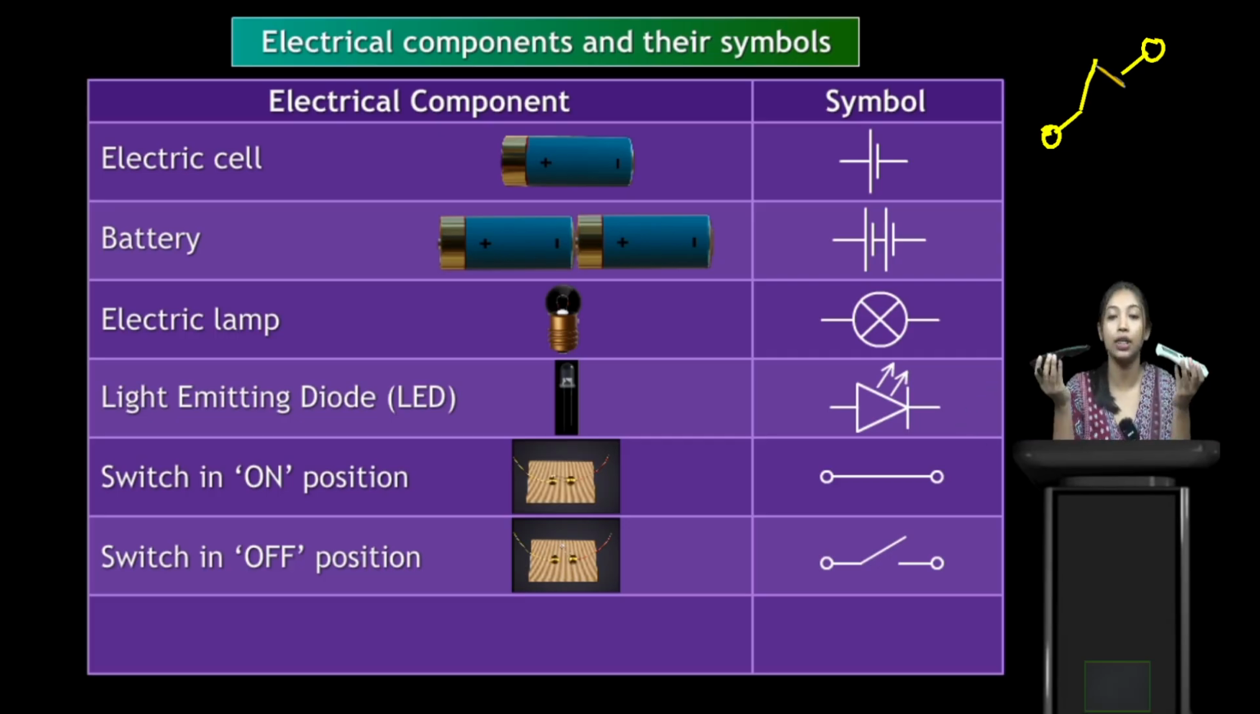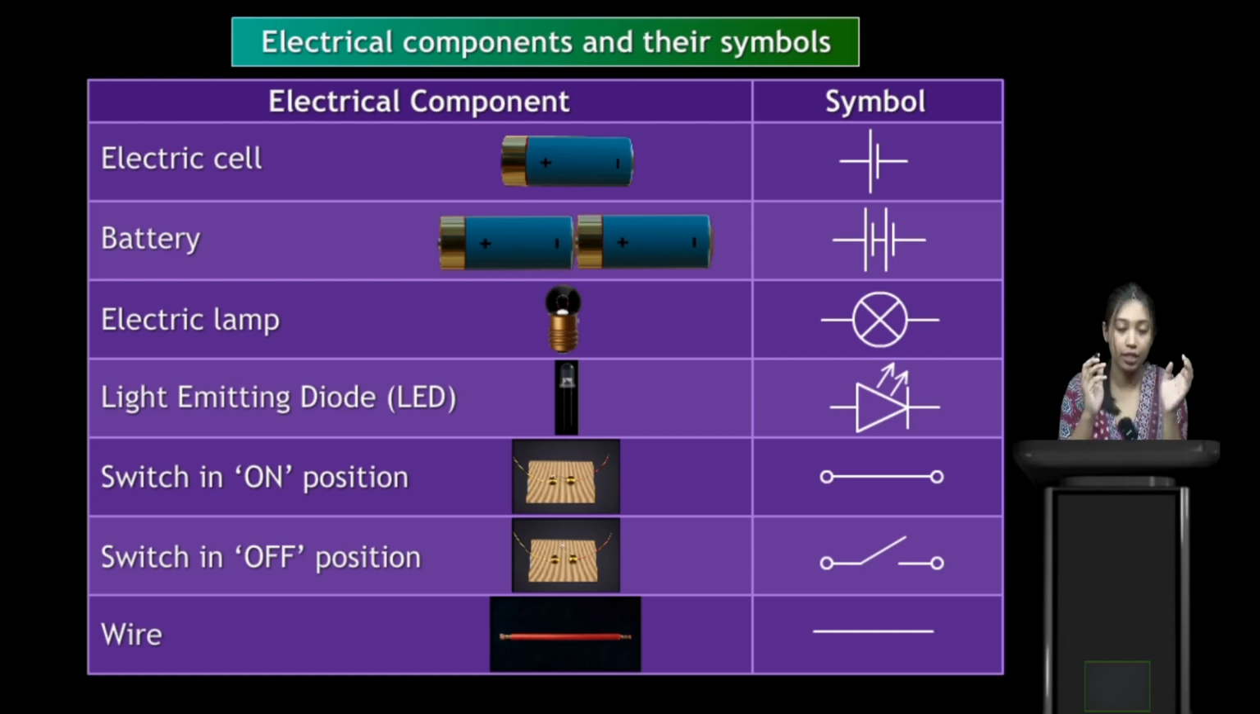Just imagine these two are the lines. When these two lines are connected with each other and form a straight line, it will be the switch on position. When we lift a line like this, it will be the switch off position. A straight line means switch on because it is connecting with each other, and when it is like that, it will be switch off. It's very easy.